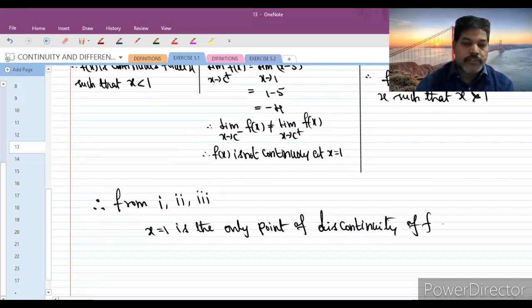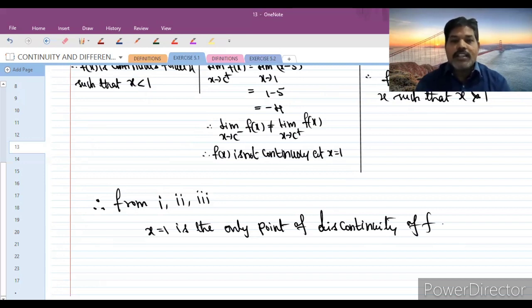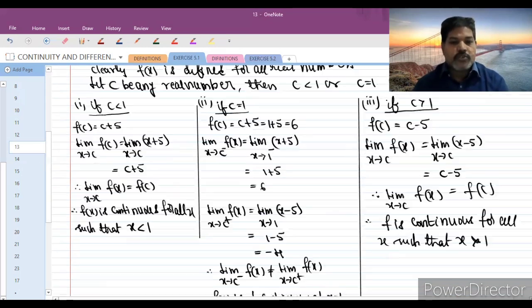Discontinuity of f. Otherwise, we can say that f of x is a continuous function for all the domain of f except x is equal to 1. Otherwise, we can say that x is equal to 1 is the only point of discontinuity of f. So you can write either one. See that question, students, and practice this question.